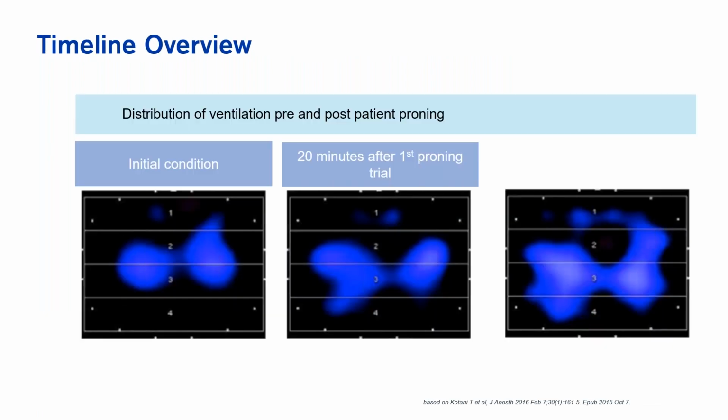And what they've done, they measured the initial conditions, and we see that we have an extremely small area of the lung that is being aerated, that is being ventilated. And then they performed their first proning, and you see that there was already an improvement in ventilation. And then 20 minutes after the second proning trial, we see a substantial improvement in ventilation. So they were able to evaluate the results of proning in real time, and also in the longer term, continuously.